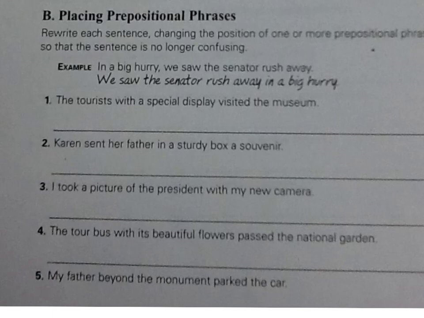Here's the next exercise. Placing prepositional phrases. Now, you can put a prepositional phrase somewhere in a sentence that makes it kind of confusing. Look at sentence number 1. The tourists with a special display visited the museum. Now this sentence makes it sound like the tourists have a special display. But we know that's not true, right? It's the museum that's got the special display. So it would make more sense if you took this prepositional phrase and put it at the end of the sentence right after the museum. So you could say, the tourists visited the museum with the special display. That would make a lot more sense. Do the same thing for all of the sentences in this particular exercise.